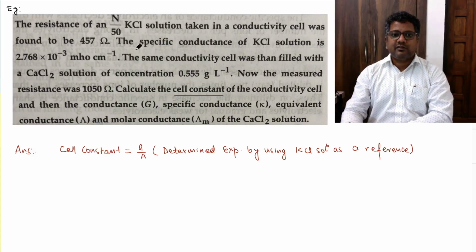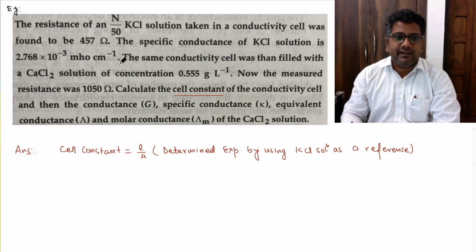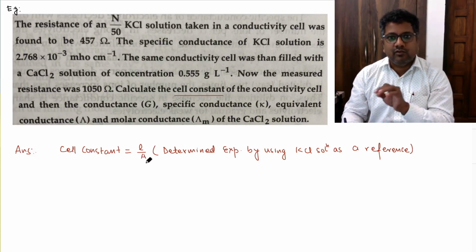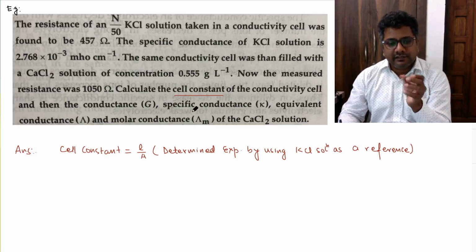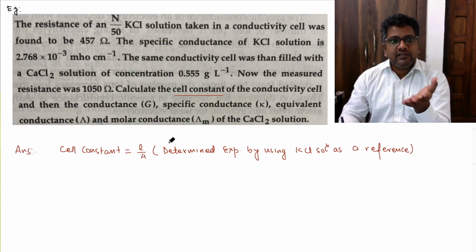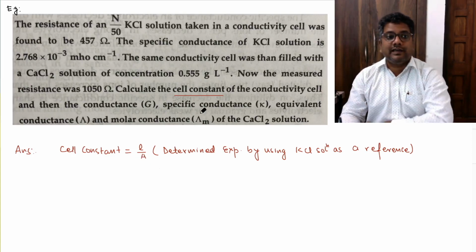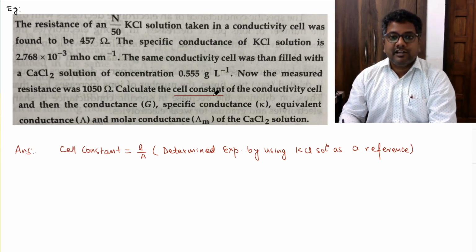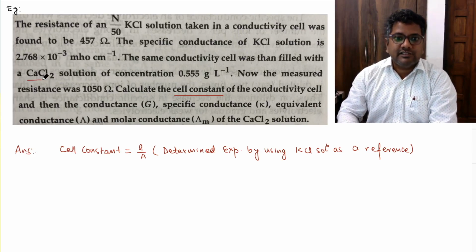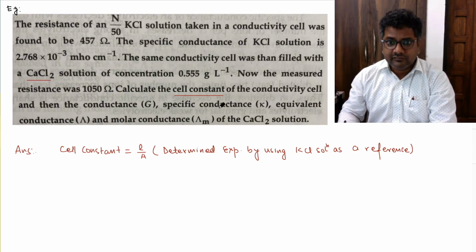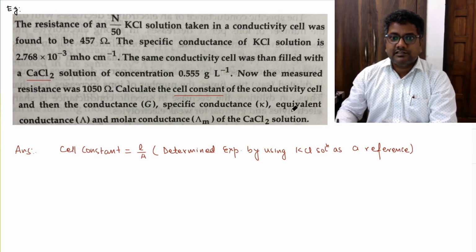So the first part of this question is to calculate this L by A only. After that, by calculating this, you can use this value for the experimental determination for the given salt. So the given salt is CaCl2. So you have to calculate the specific conductance, kappa, equivalent conductance, and molar conductance of the CaCl2 solution.